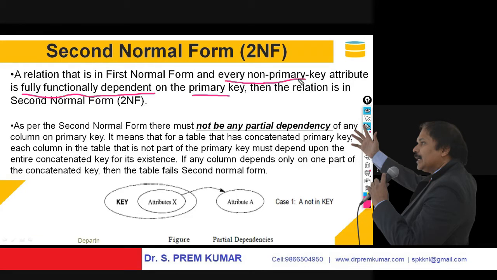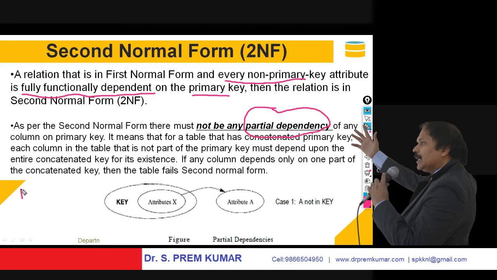Once again, a relation is said to be in the second normal form if, first, it is in the first normal form. That is the very first point. The second point is that every non-primary key attribute is fully functionally dependent on the primary key. Then the relation is in the second normal form. There should be no partial dependency. This word is very important. No partial dependency.